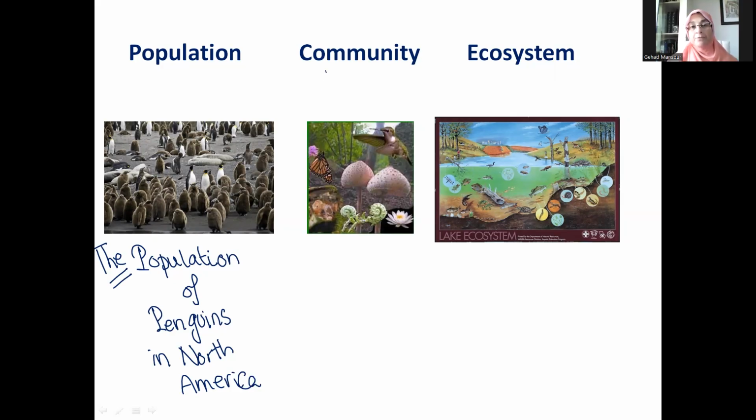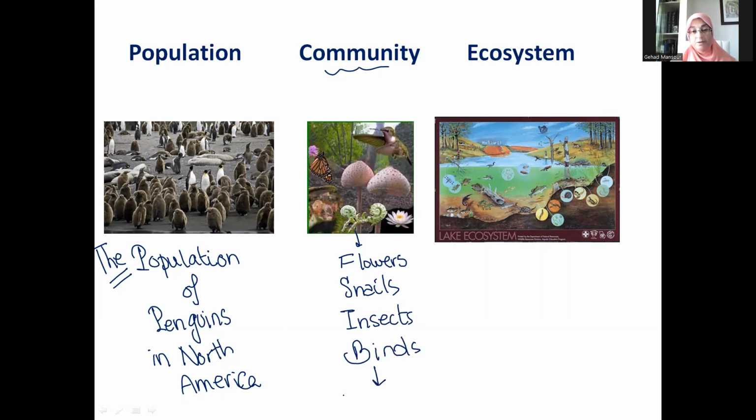Here, for example, we have a community. Now, the community includes all types of living organisms in a particular area. So first of all, you define the area, and then this community includes what? This community includes flowers, snails, insects, and birds. And for example, they are present in the Egyptian zoo, or in a particular forest that you can name.